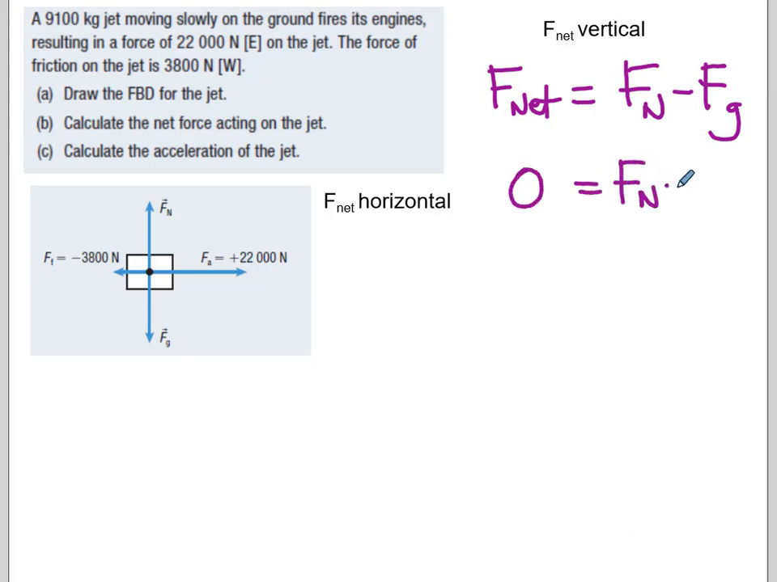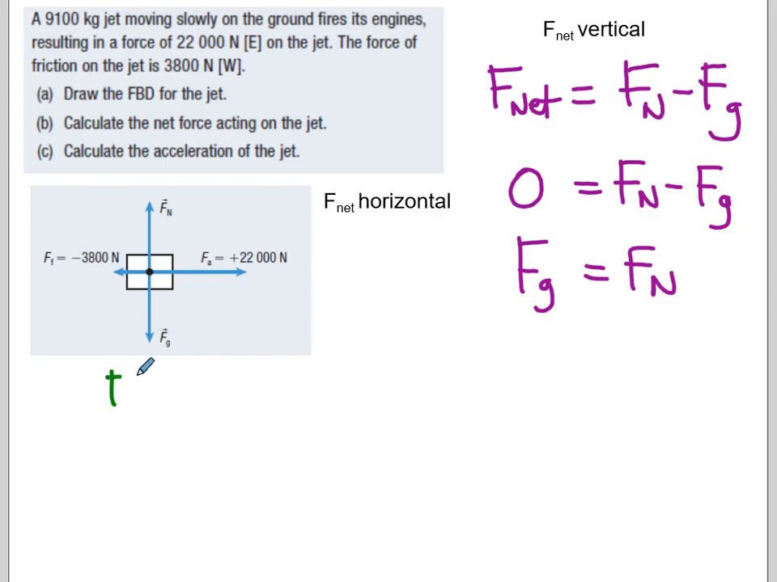And we can see from here that in this case, because the jet is not moving in the vertical direction, the normal force will have to balance the gravitational force. Okay, so now if we look at the horizontal forces, I'll change color to green.